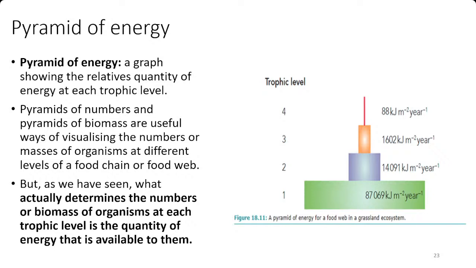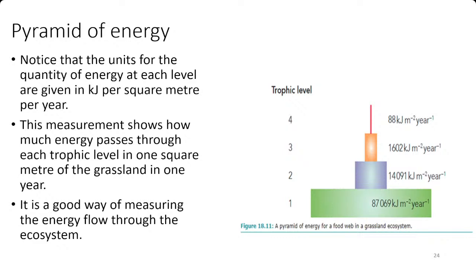Then we have pyramid of energy, a graph showing the relative quantity of energy at each trophic level. Pyramids of numbers and pyramids of biomass are useful ways of visualizing the numbers and masses of organisms at different levels of a food chain or food web. But as we have seen, what actually determines the number and biomass of organisms at each trophic level is the quantity of energy that's available to them.